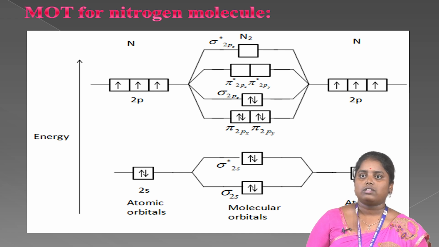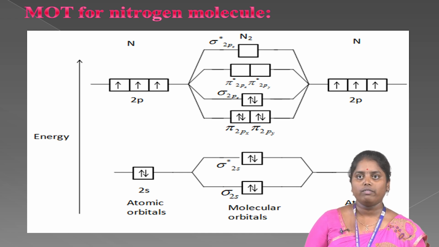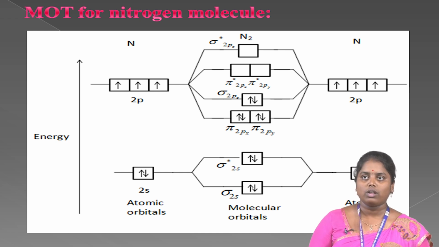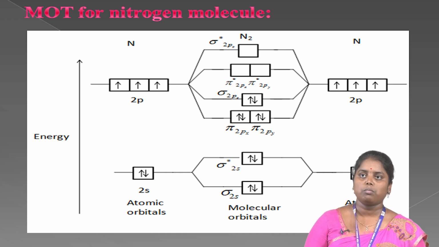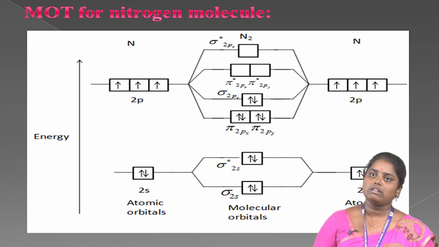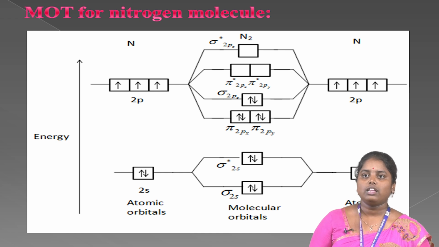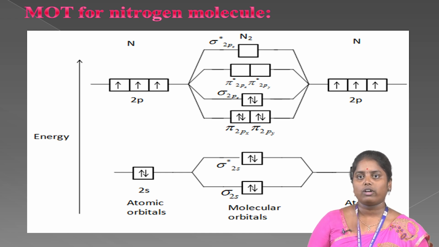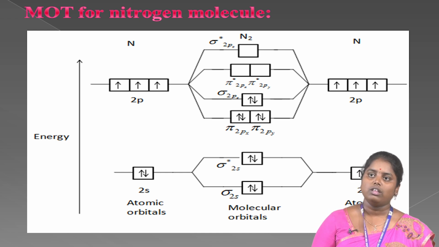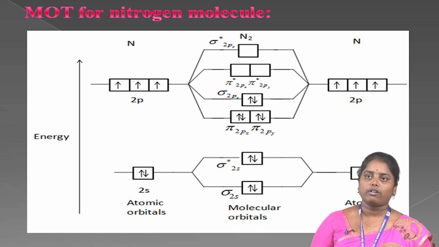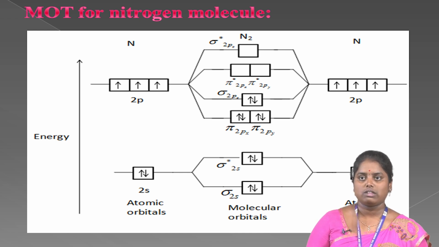The bond order is the subtraction of electrons in antibonding molecular orbitals from the bonding molecular orbitals, and the answer is divided by 2. Thus, in the nitrogen molecule, the number of electrons in antibonding molecular orbitals is 4 and the number of electrons in bonding molecular orbitals is 10. Thus, the bond order of nitrogen is obtained as 3. This means that the two nitrogen atoms are bonded together by a triple covalent bond.